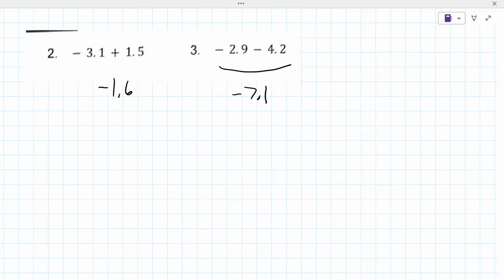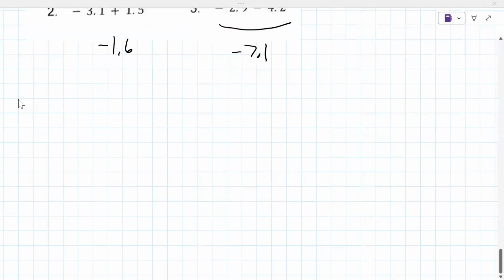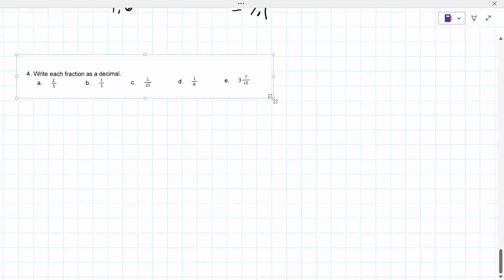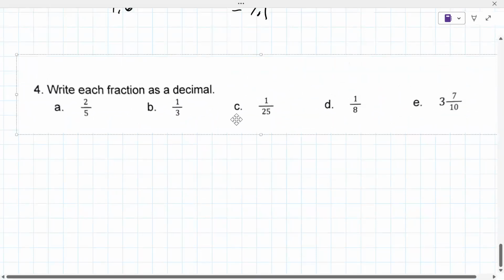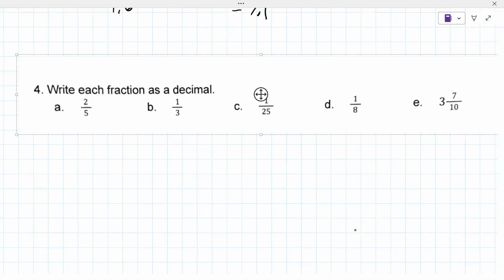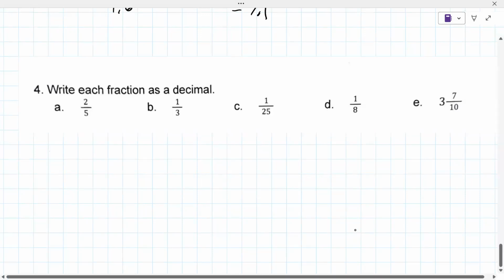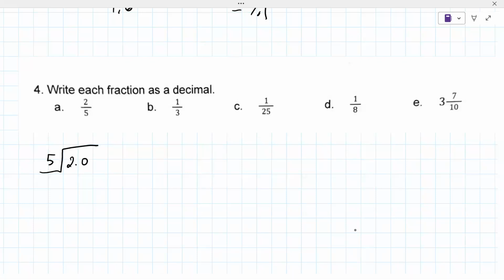Okay, good job on that. All right, write each fraction as a decimal. So start with A. You've got to do the whole outside the house, inside the house thing. B is a special case.